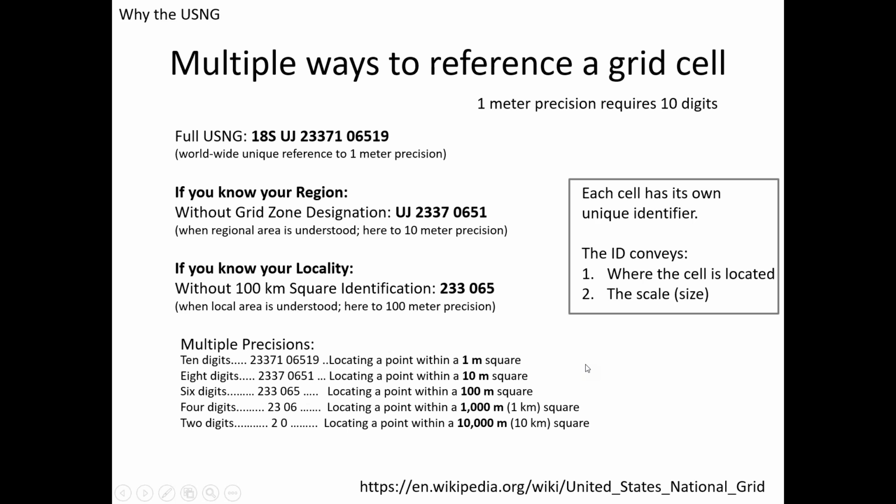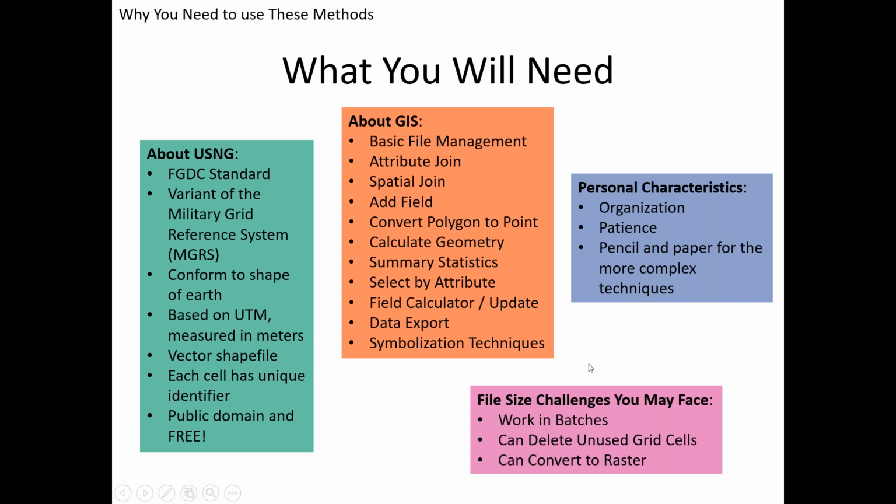And some of these, the grid zone identifier and that 2-digit character, the 2 characters, they act like an area code on your phone. So if you know where you are, you can drop those off and just go right with the 2 to 10 digits. What you'll need here, we're not going to go too deeply into the national grid. You basically just need to know that it works. It's been vetted for 75 years for military purposes, and each cell has its unique identifier.